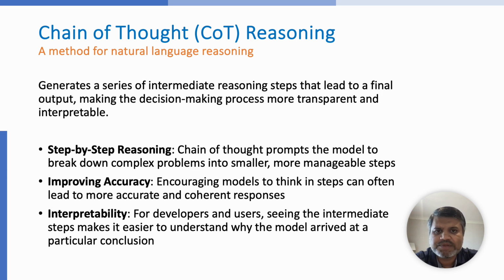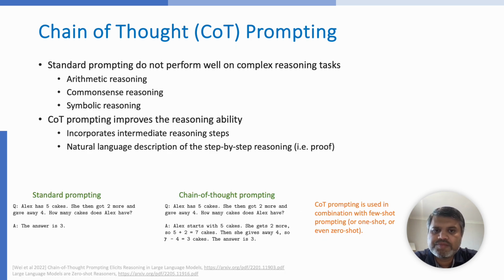Let me give you an example. Here, I show how chain of thought prompting is different from standard prompting. In standard prompting, you ask a question and you expect an answer from the system. In chain of thought, you give a question and you give the steps that were involved, and then you give the answer. You can give a few examples and then you can ask a new question. So the system will also act in the same way. It will break down the problem into smaller steps and then give you the answer. It can be few shot, it can be one shot, it can also be zero shot.